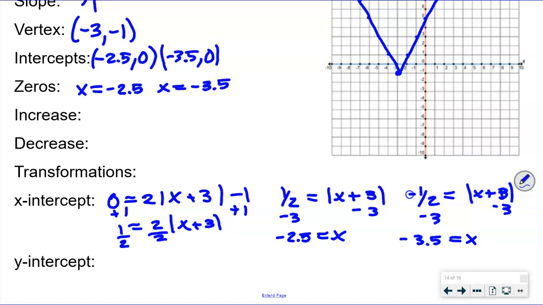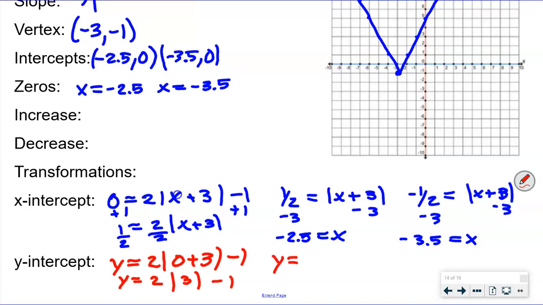Okay, now we're going to solve for our y-intercept, which again, we can kind of see, it looks to me like it's at 5, but I'm going to solve it anyway just to make sure. So this time we're going to say y is equal to 2 times the absolute value of 0 plus 3, minus 1. So this is y is equal to 2, absolute value of 3, minus 1. So y is equal to 2 times 3 minus 1. So y is equal to 6 minus 1, which is 5. Which is what we thought it was going to be. So this is going to be 0, comma 5. That was our y-intercept, and that's kind of what it looked like right there, okay?